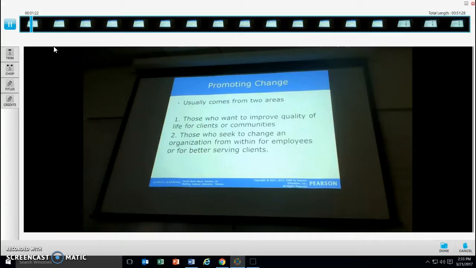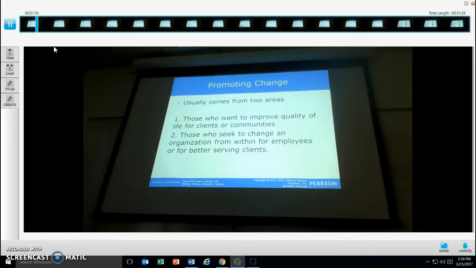So, in the course text, it talks about that if the macro social worker would like to promote change, change usually comes from a couple of different places. One of the places that it can come from is when we want to improve the quality of life for clients or communities. The other place that it comes from is when we want to seek change in an organization within or for employees for better serving the clients. So those are two different ways where a macro social worker might get involved to promote some type of change.